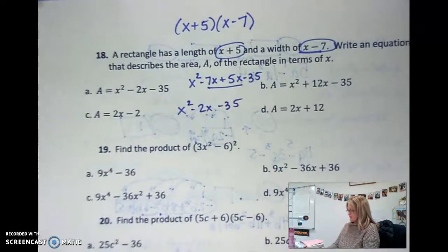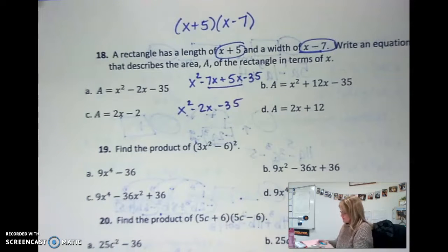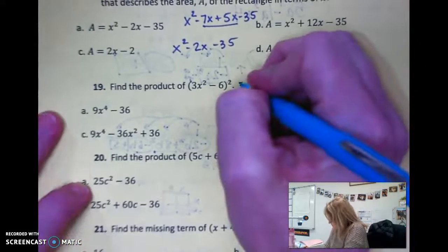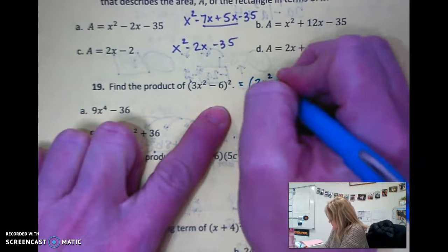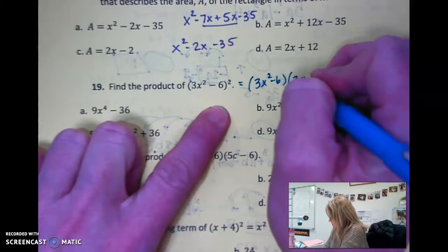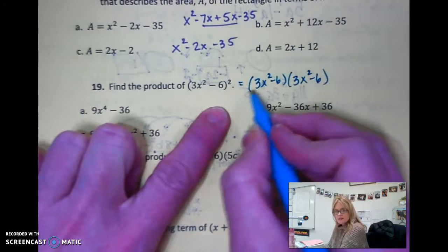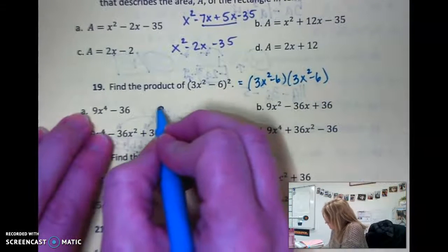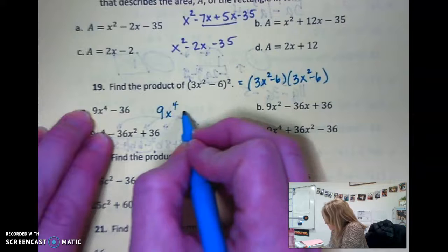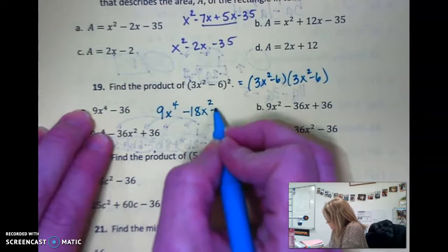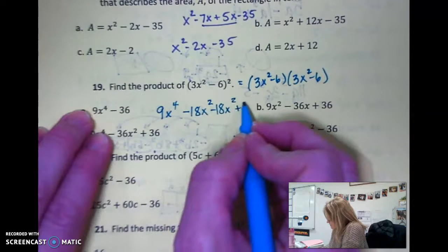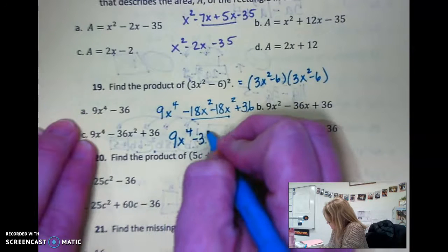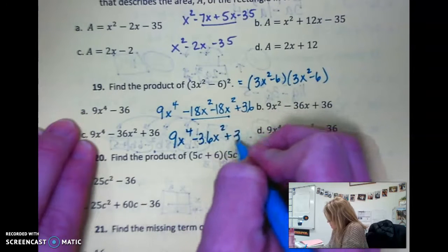Now, remember with number 19, there's a trick here. What does 3x squared minus 6 actually mean? It means 3x squared minus 6 times 3x squared minus 6. I would write it out like this, then FOIL or use the box method. First, outer, inner, last, and when I combine my outer and my inner, I get negative 36x squared plus 36.